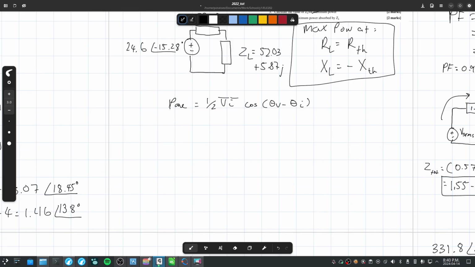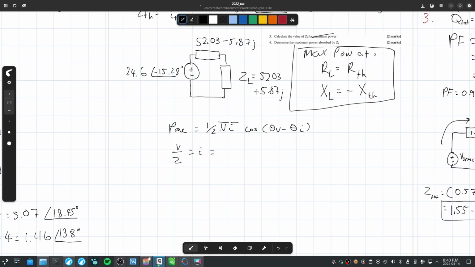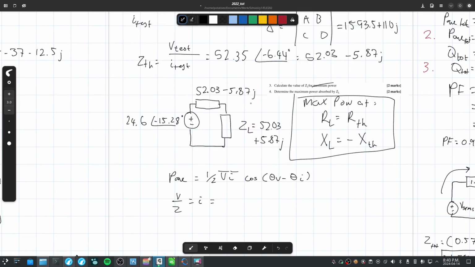So I, we could just do V is equal IR. So that's V over Z is equal to I. So voltage is 24.6 with a phasor of negative 15.28 over the impedance is 52.03. Because remember, these two cancel out when you add them up. Oh, sorry, that should not be squared. Times 2.